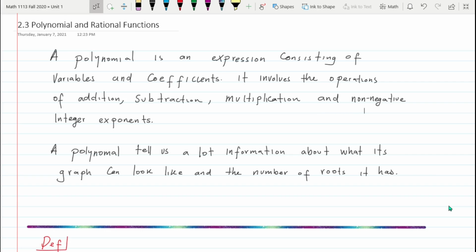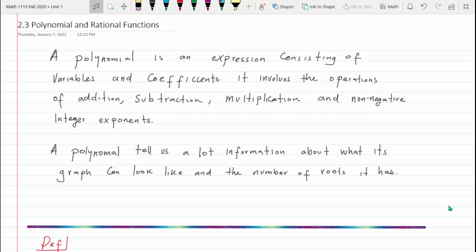2.3 is going to be about polynomials mostly, and then later on it's going to be about rational functions. So really, what is a polynomial? A polynomial is an expression, and it's made up of variables and coefficients. So those are numbers that are in front of the variable.